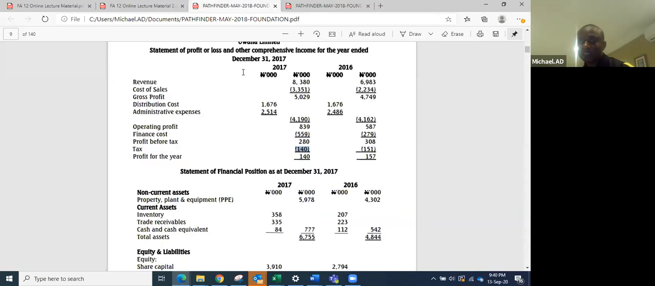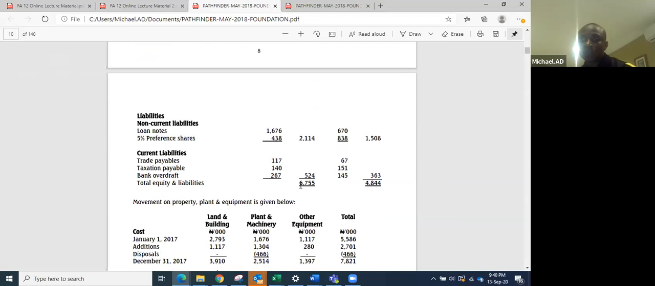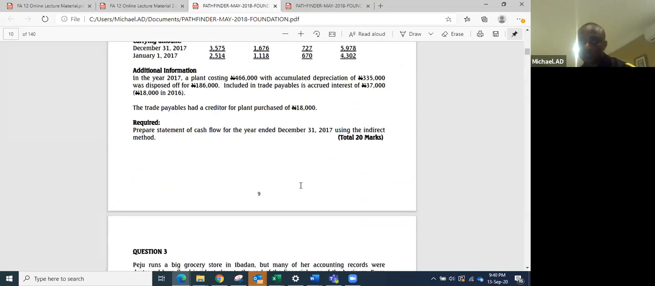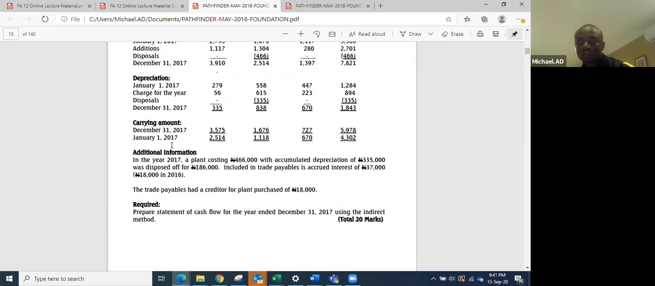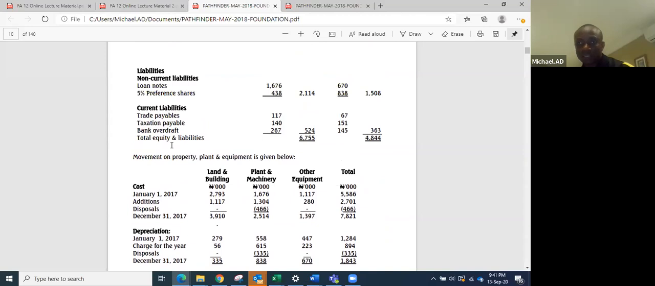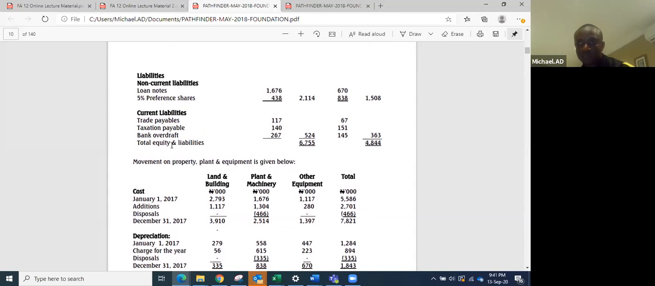Now, finance charge, depreciation, finance cost of 559,000. What was the note about finance costs? Do you have any note concerning it? He said, including the trade payable is accrued interest of 37,000 in this, and we have 18,000. So do we have finance costs in our balance sheet, if we are to look at it?